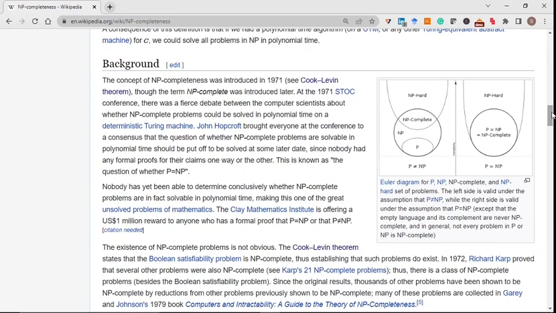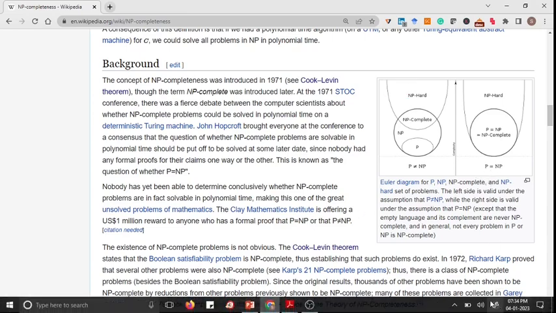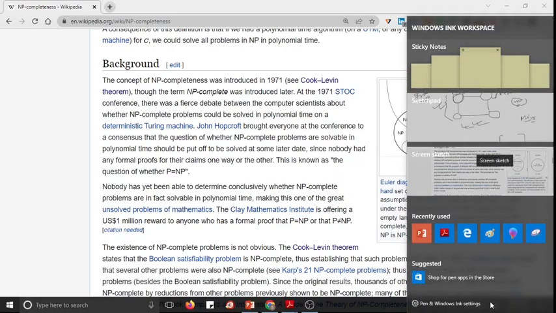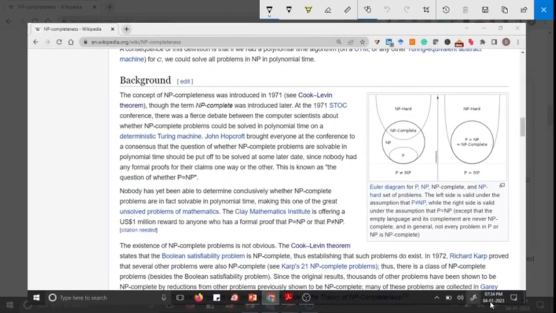Total confusion is there. If somebody proves that P is equal to NP, then everything will collapse. Whole computer science, 90% will collapse the day you prove that P is equal to NP. P equal to NP means everything will change, but nobody has been able to do that. The Clay Mathematical Institute is offering a 1 million reward for this proof.